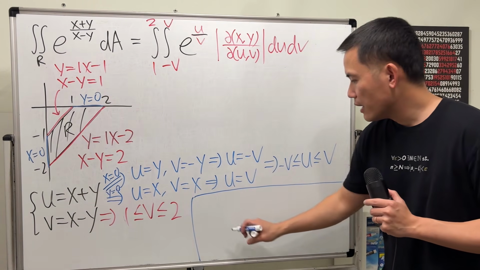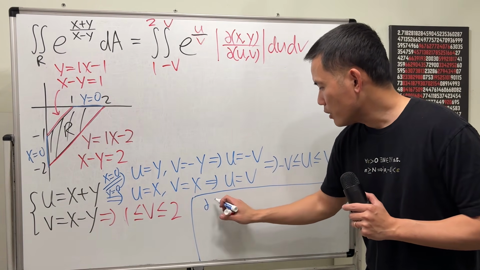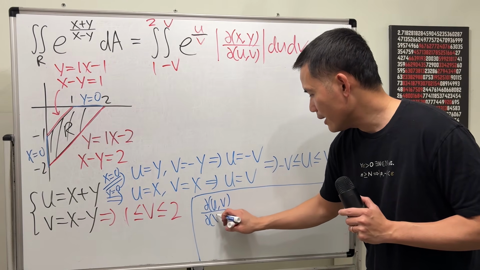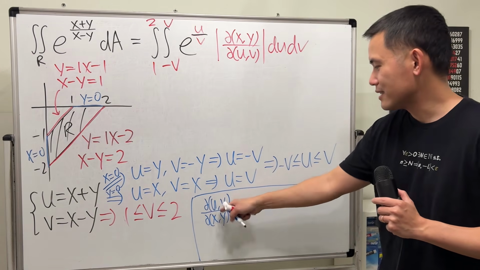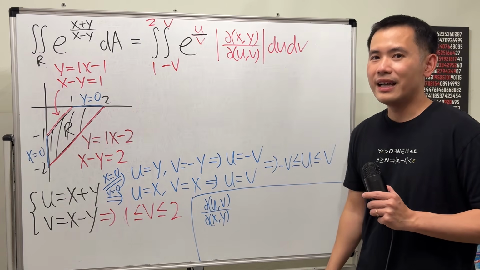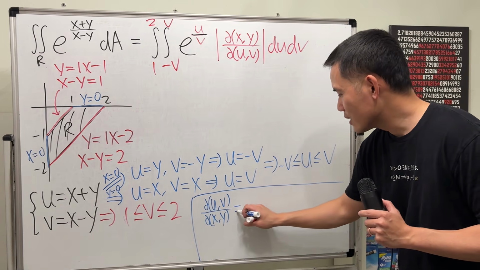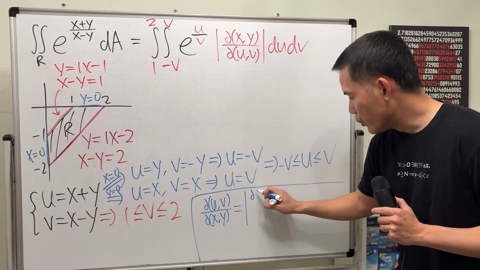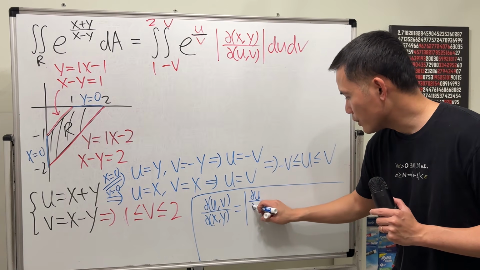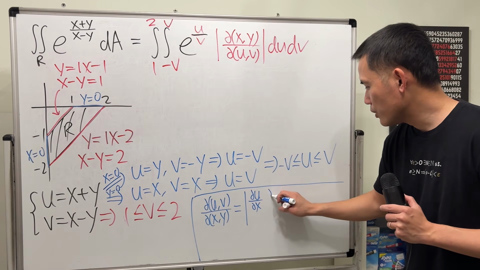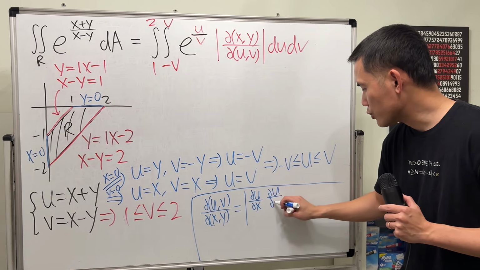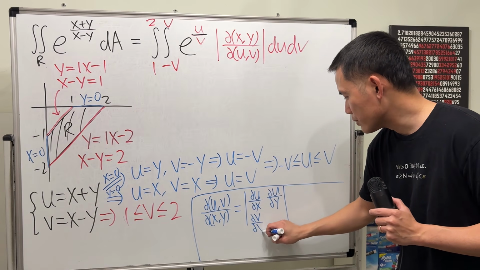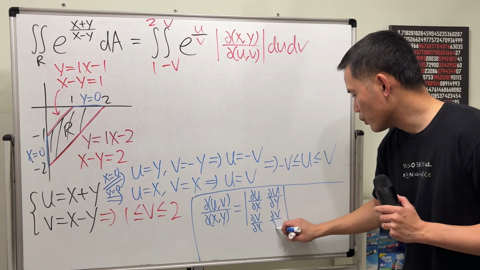Check this out. I'm going to do the partial of uv with respect to, well, I don't know if this is how to say it, but this is a Jacobian uv and then xy. How this goes is that this is the determinant. You look at the u, do the partial with respect to x. And then you look at the u, do the partial with respect to y. And then look at v, do the partial with respect to x. Look at v, do the partial with respect to y.